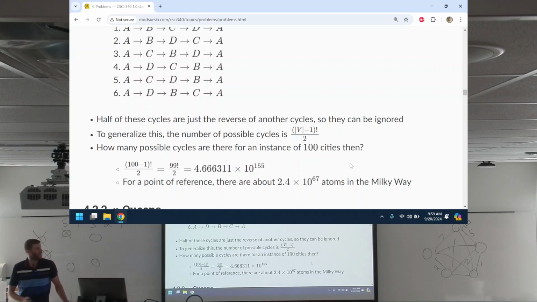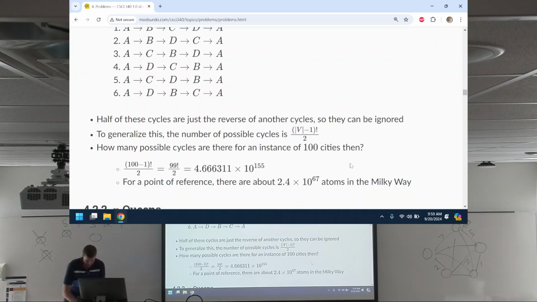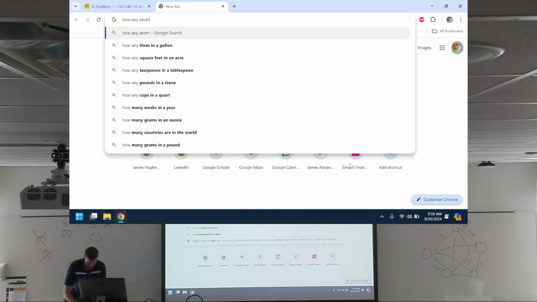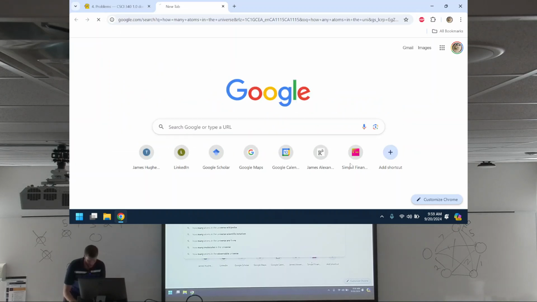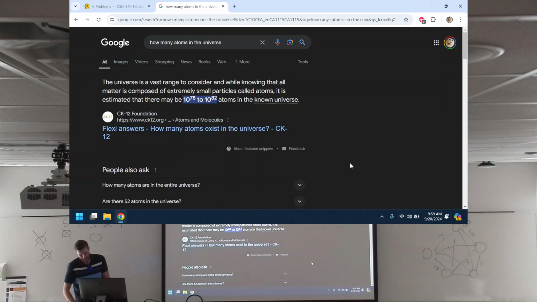You know, it's kind of funny. Humans really suck at wrapping their heads around big numbers. And when we're talking about things like atoms in the Milky Way, at that point, how many atoms are there in the universe? About 10 to the 78 or 10 to the 82 atoms in the known universe. So when we're talking about physical things, we're running out.